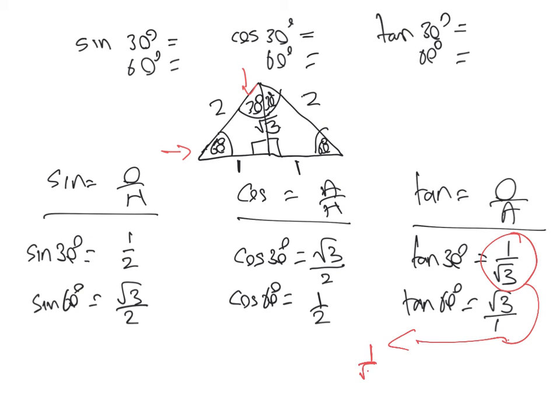So 1 over root 3 times root 3 on the bottom, which means root 3 on the top, because we need to times it by 1, so we don't change its value. So that gives us root 3 over 3. Silly, silly, silly Mr. Moss.